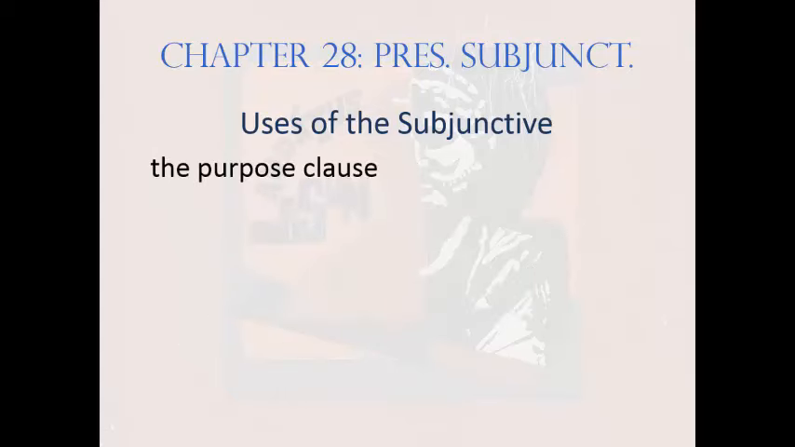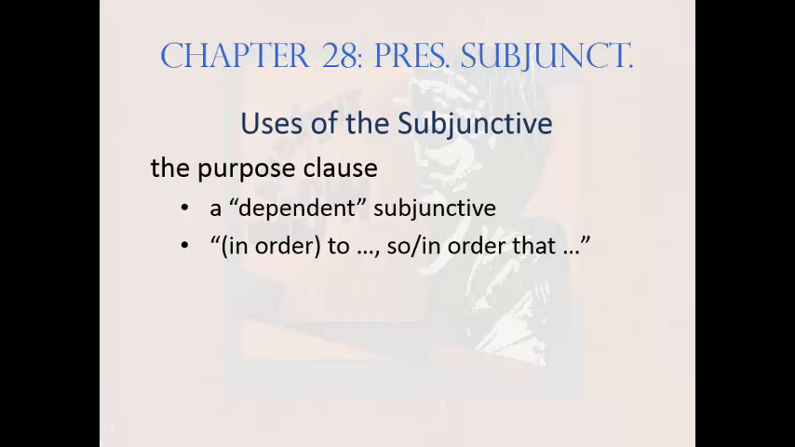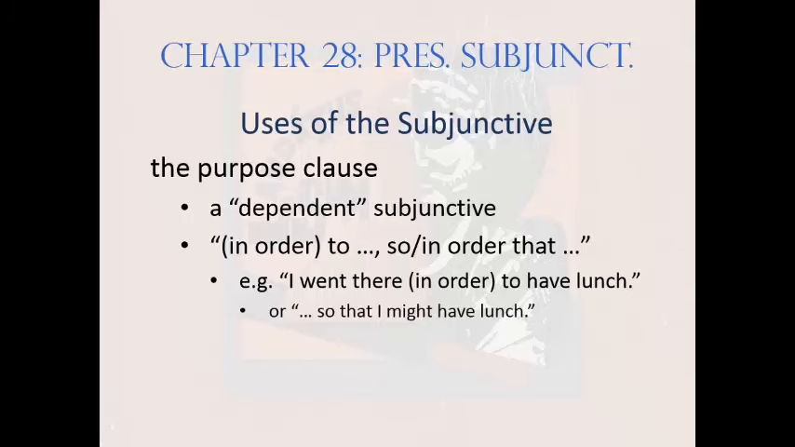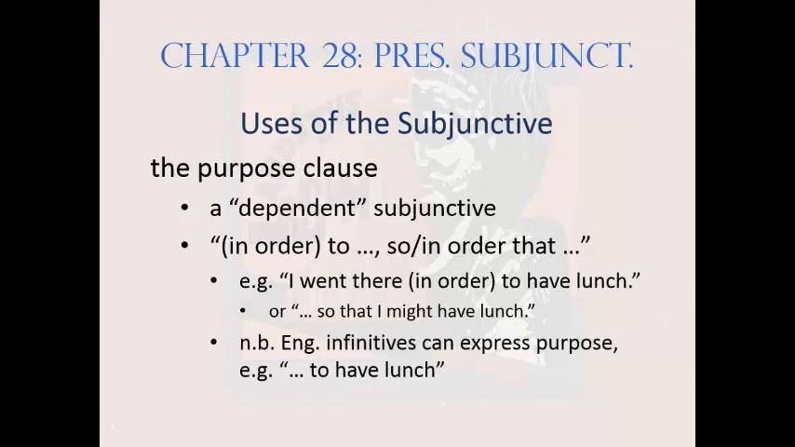The other use of the subjunctive introduced in this chapter is the purpose clause, one of the many dependent usages we'll study. It corresponds to English in order to, or just to, so that, or in order that, as in, I went there in order to, or just to, have lunch, or so that I might have lunch. Any English clause will work here which shows the purpose or intention of an action. Even the infinitive to do something can be used in English to express purpose, which is why to have lunch can show purpose.